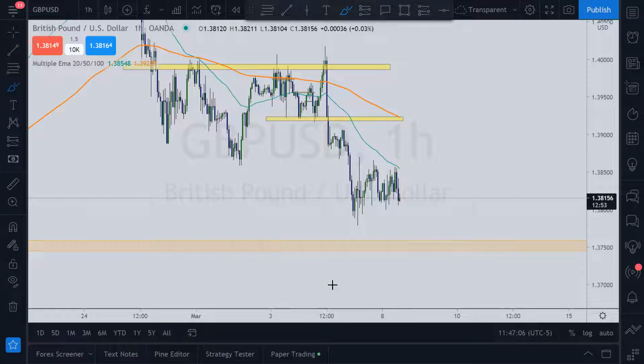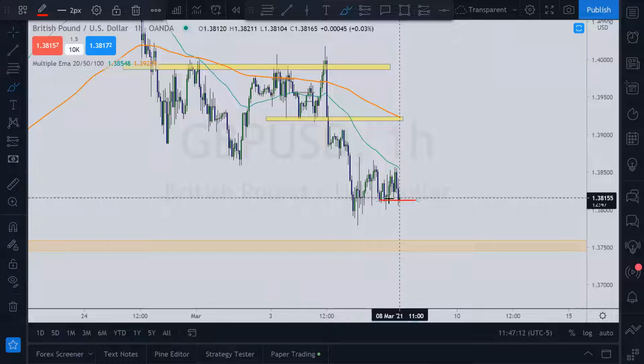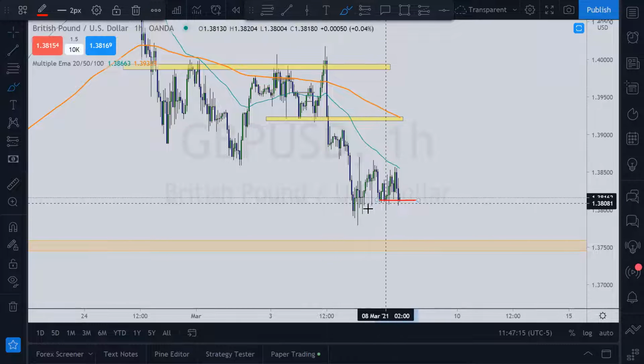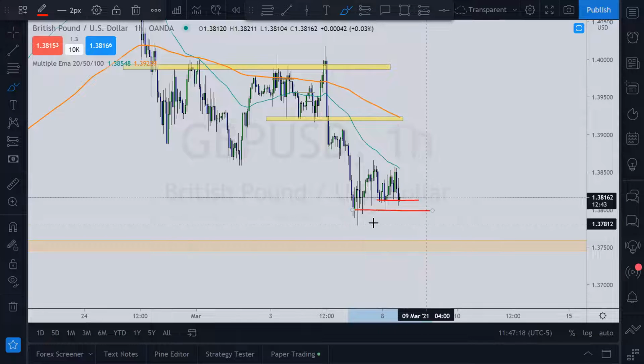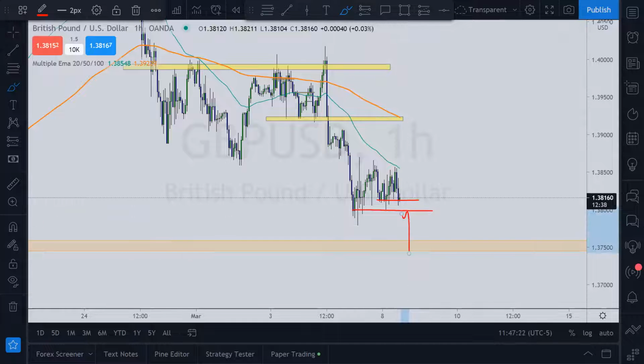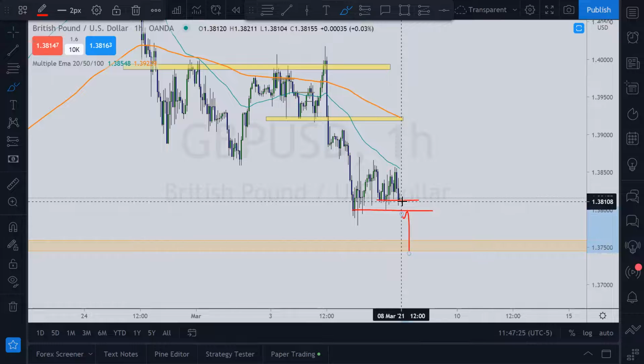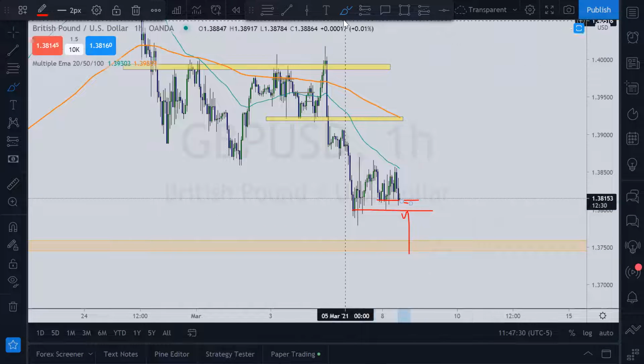All right, but right now, we are here. And we are knocking on the door of this minor resistance here. All right. If we get below this line here, conservative shorts, a safe short, is good to go. A more aggressive one from here. Okay. And that's all.